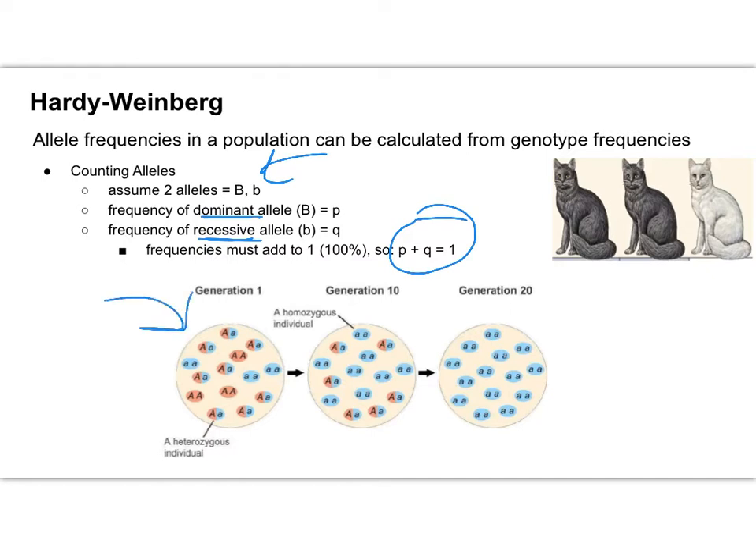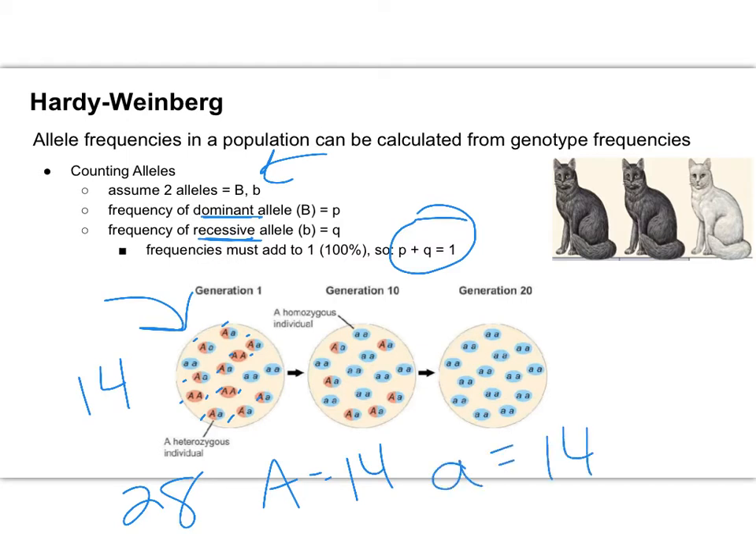If we look at this generation 1 right here, and we were just counting alleles. This generation has 1, 2, 3, 4, 5, 6, 7, 8, 9, 10, 11, 12, 13, 14 organisms in it. So that means there are 28 alleles for this A gene. And for big A, I have 14 big A's, which means when I count, I should have 14 little a's.